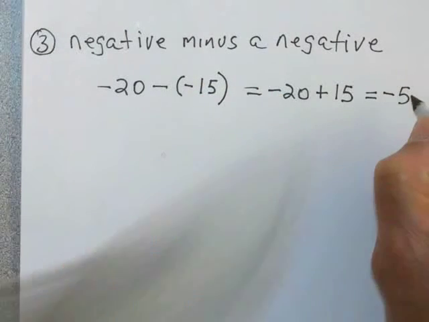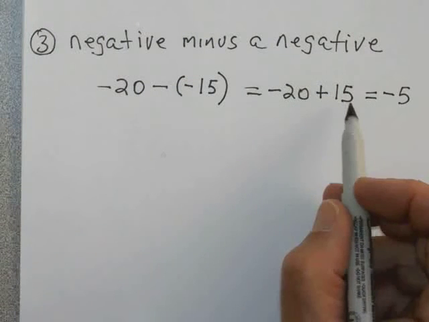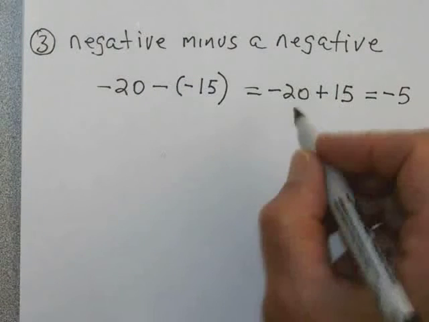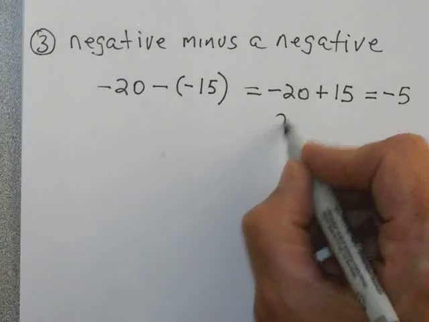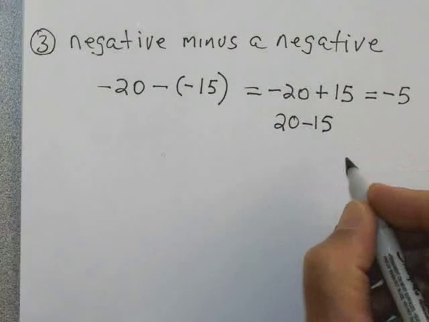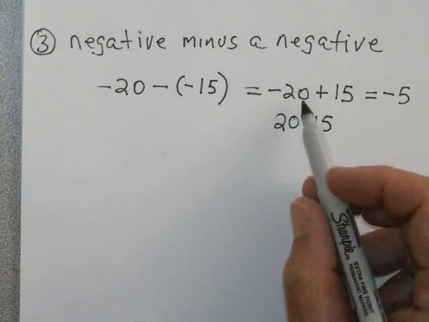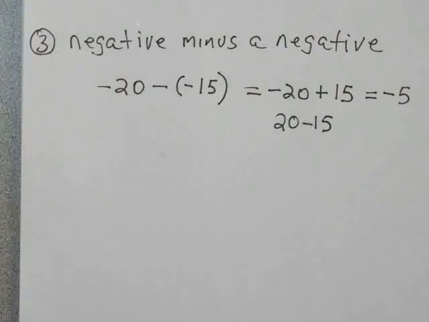And once again, if we have a negative and we're adding it to a positive integer, we can always just find the difference between them, 20 minus 15, and use the sign of the number with a greater absolute value in our answer, in this case, negative 20. Those are three types of integer subtraction problems.